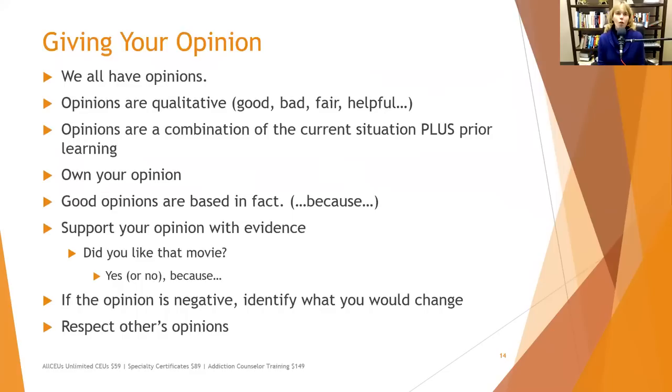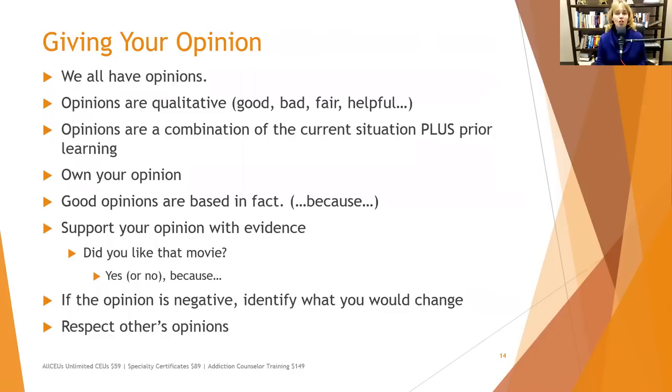Giving your opinions, we all have them. Well, there are sayings about opinions, but your opinions are important. Opinions are qualitative. They can be good, bad, fair, helpful, and generally we think our own opinions are good and fair and helpful. But some people may look at our opinion and go, no, that's a bad opinion, and they don't agree with it. They have a different opinion, but that's okay. They have a right to it. If we're talking about restaurants, you may think a restaurant is good, somebody may think a restaurant is bad. You both may be right.